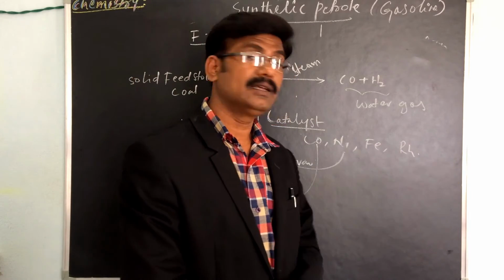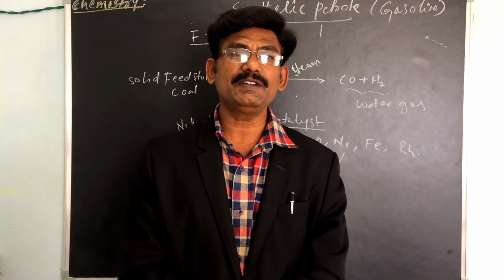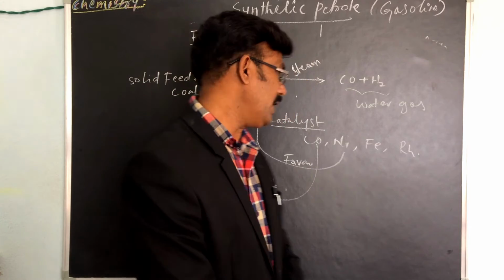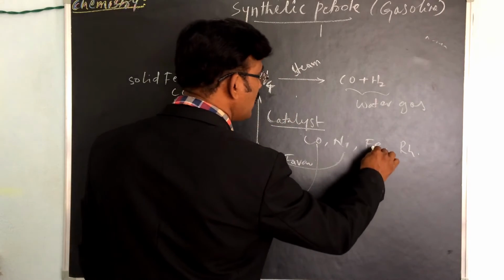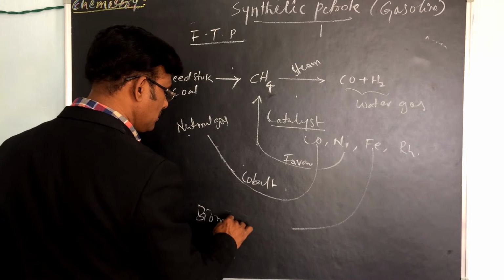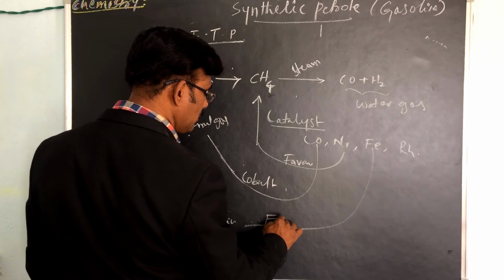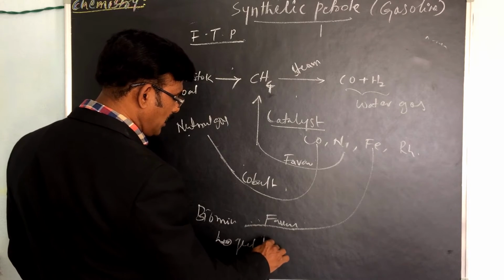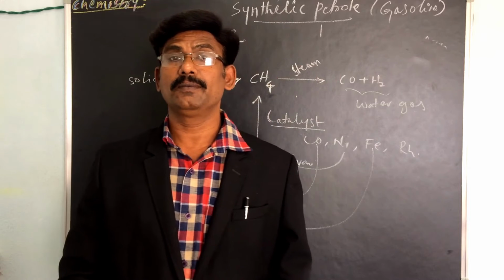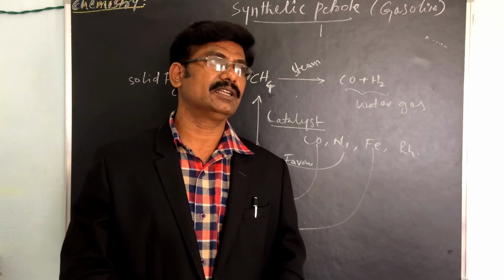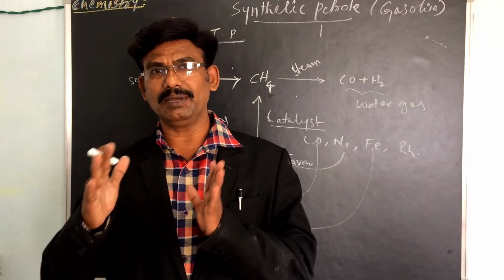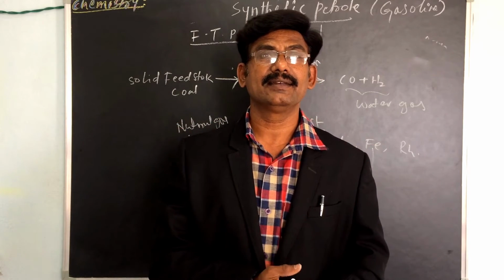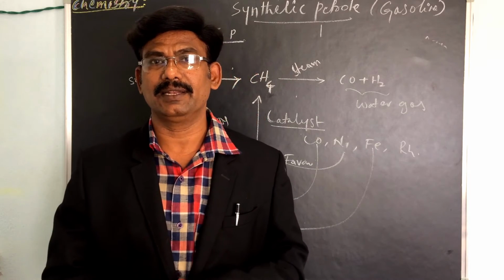Iron catalysts are preferred for low quality feedstock such as coal or biomass. So we can use a variety of catalysts for the conversion of solid feedstock to methane, then methane in the presence of steam to form the water gas, the carbon monoxide and hydrogen mixture.